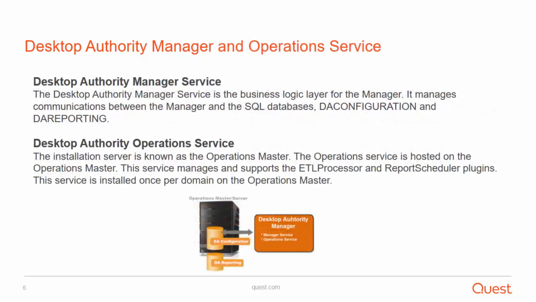The Desktop Authority Manager service is the business logic layer for the manager. It manages communications between the manager and SQL databases, DA configuration, and DA reporting. The installation server is known as the Operations Master. The Operations service is hosted on the Operations Master. This service manages and supports the ETL processor and the report scheduler plugins. This service is installed once per domain on the Operations Master.